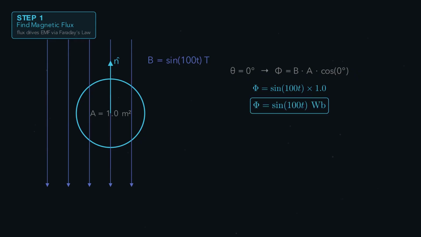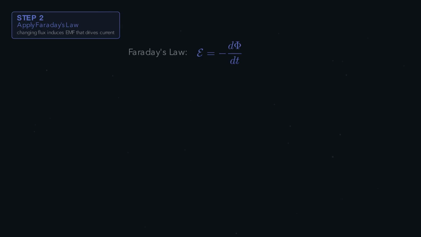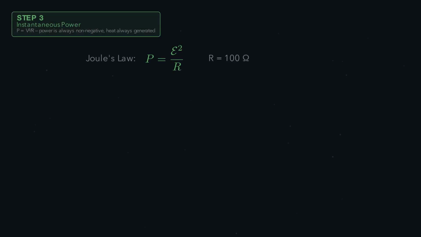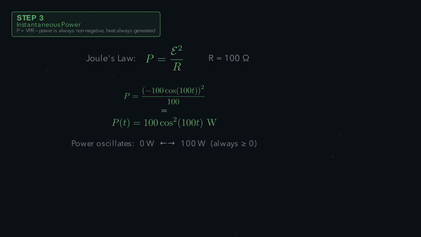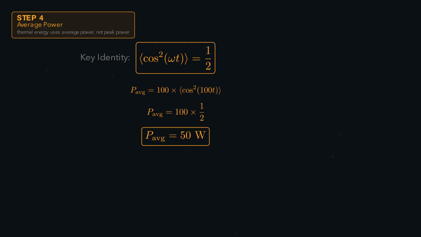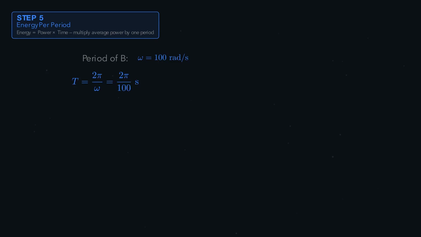The loop is perpendicular to the field, so the flux equals B times area. That's sine of 100t Webers. By Faraday's law, the induced EMF is the time derivative of flux. Taking that derivative, the EMF becomes negative 100 cosine of 100t volts. So the peak EMF is 100 volts. The instantaneous power dissipated in the 100 ohm resistor is EMF squared over R. That gives us 100 cosine squared of 100t watts. Notice how the power pulses between 0 and 100 watts as the field oscillates.